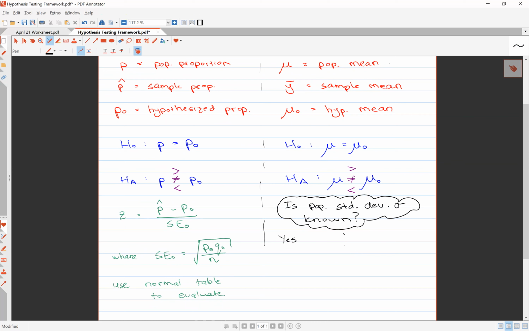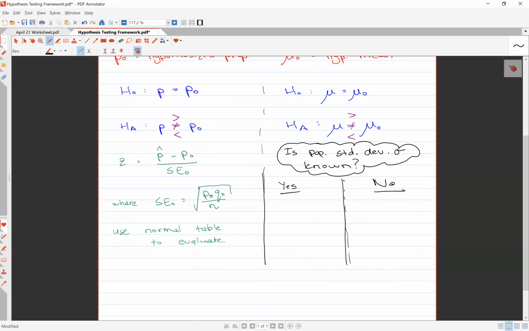So if the answer here is yes, then, let me just set this up. If it's yes, then you're going to calculate your standard deviation as sigma over square root of n. Your z-statistic will be y bar minus mu naught over the standard deviation, and you will use the normal table to evaluate.